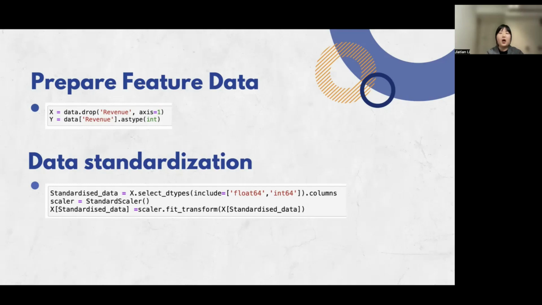Now let's talk about how we standardized the dataset. We start by storing the data of type float64 and int64 in the dataset in a variable called standardized data. Then we create a standardizer, called scaler, to normalize the data. Then we use fit_transform to fit the data in the standardized data variable, performing a normalization transformation to ensure the data is fair for our model. Next, let's see how the model has been improved.